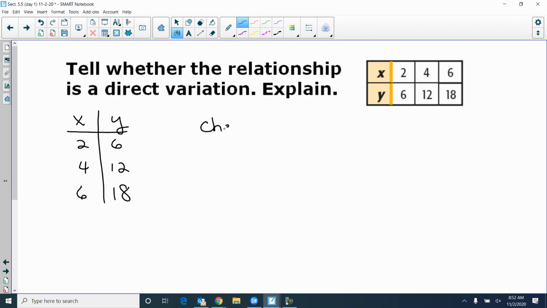You check y divided by x. Okay? And what do we want to see? Any ideas what's going to happen? Preston? For it to equal the same number. Yes, we want it to equal the same number. If it equals the same number, it is direct variation.